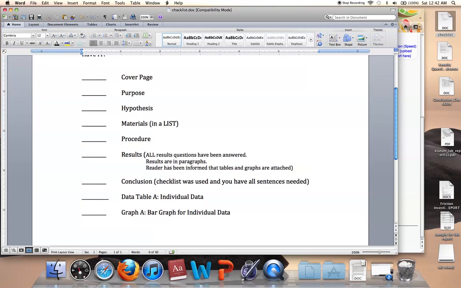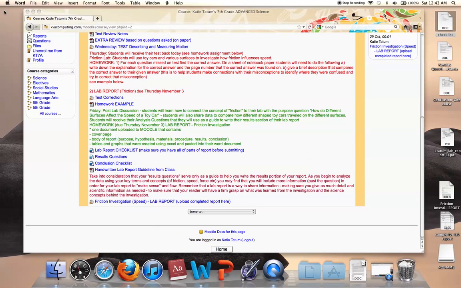So a lab report needs a cover page, it needs the purpose, the hypothesis, the materials, and they need to be in a list, the procedure, the results, and in our results section we want to make sure that we've answered all of the result questions, which is a separate document that is on Moodle for you, that the results are in paragraphs, and that the reader has been informed that tables and graphs are attached. And when I show you the example lab report in another video, hopefully you'll understand what that means. Your lab report should have a conclusion, a data table, and a graph. So that is the first document that is provided for you.